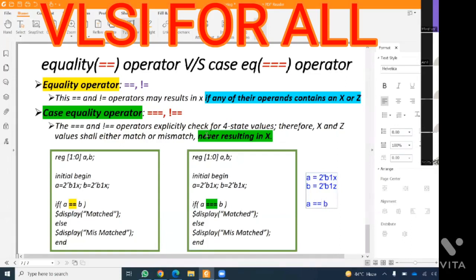Mismatch. I have changed the case in mismatch, because you cannot check x with z. Yes. Sir, it means the equality operator will compare bit to bit. Yes, bit to bit. The first bit is x, the first bit is z, so it mismatched here itself.